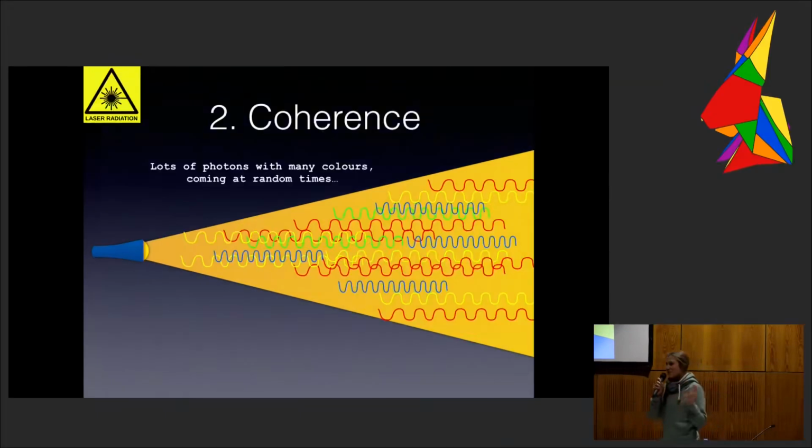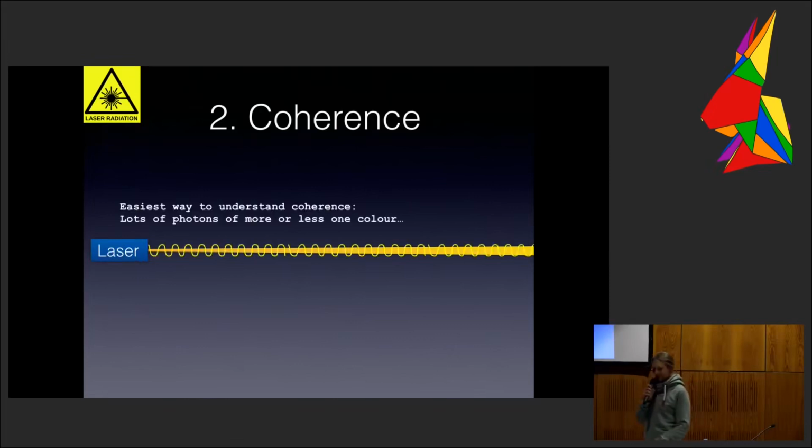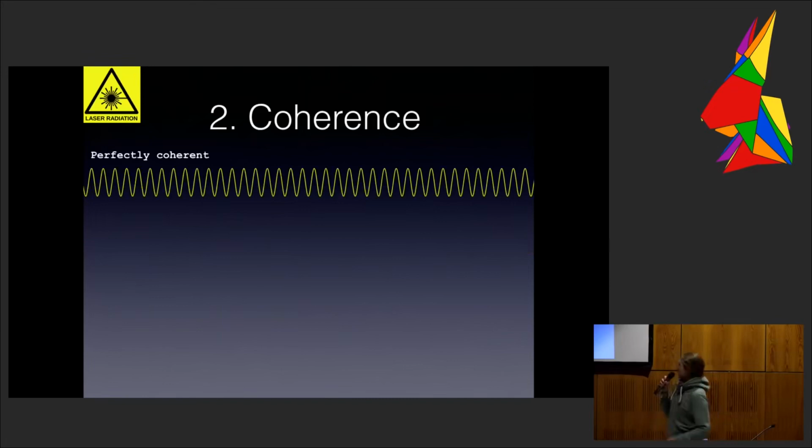They come at random times. It's extremely chaotic. If you take a laser, the simplest image you can have of a laser is this stream of photons. If you look at it as a wave, it's a wave that just carries on forever, a sine wave from the beginning of the universe till the end of the universe. It's not that simple, but that would be a perfectly coherent wave. On the left you have the beginning of the universe, then the end of the universe, and everything in between is a sine wave with always the same frequency. This obviously does not exist.